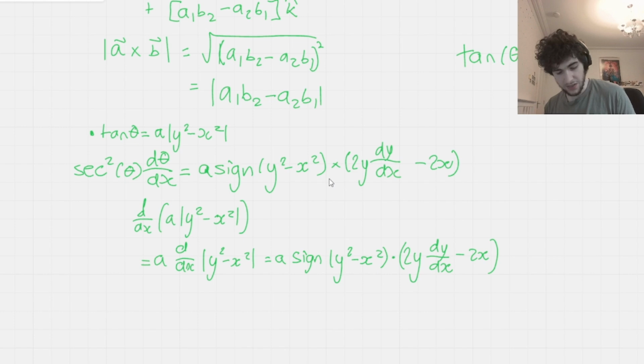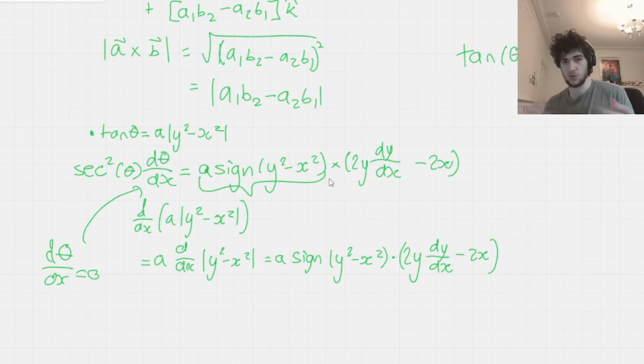Now clearly, none of this is 0. A isn't 0, and the sign is plus or minus 1. So if d theta dx is equal to 0, which is part of the question, the left-hand side is equal to 0, and more importantly, the right-hand side therefore also has to be equal to 0, since these two things are equal. So this has to be equal to 0.